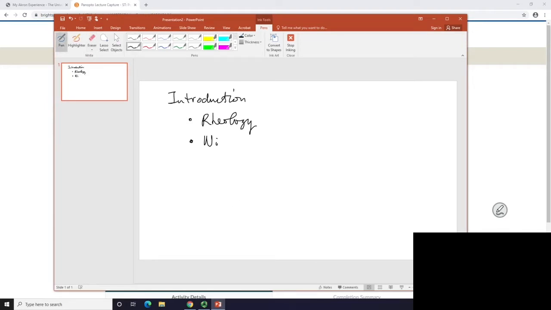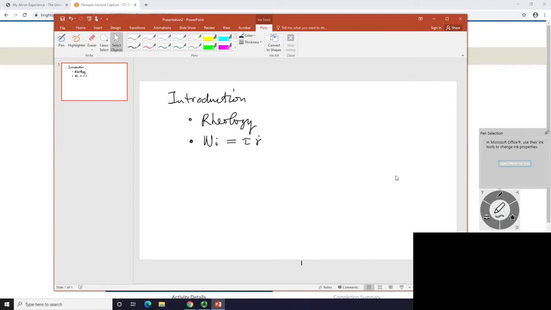I use that to explain to you the need to pay attention to how fast we are deforming. So we had this defined, which is also discussed in equation 1.3, for example.